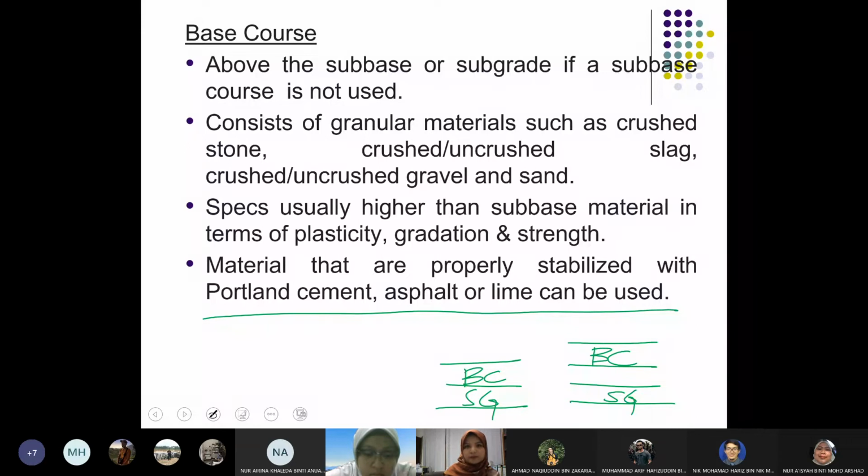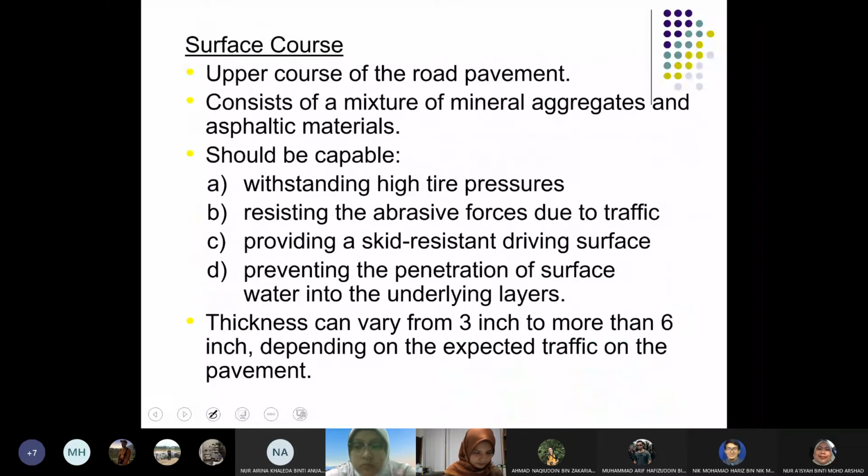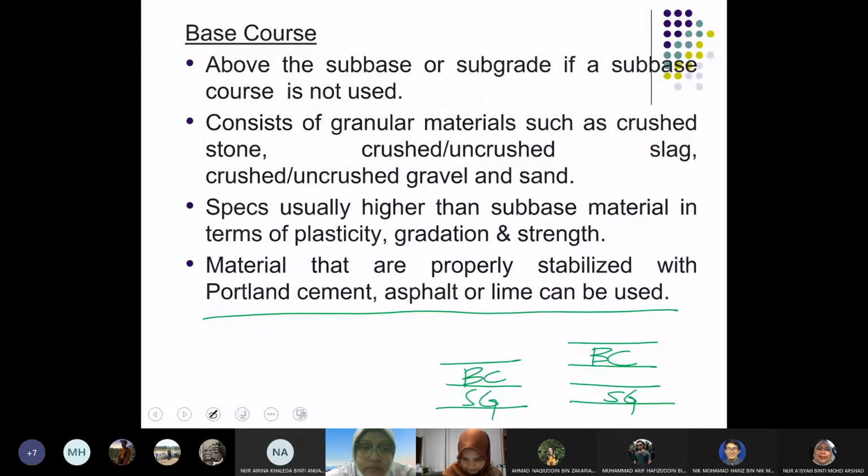Macam mana pun dia ada dia punya strength, minimum strength, right, for you to reach before you can actually do the construction. Okay, what about surface cost? Ini yang paling atas, permukaan paling atas. Atas kali ni lah. Ini yang tadi yang ada 2 layer tu. Atas tu ada wearing, bawah tu ada binder. Wearing layer, binder. Wearing cost, binder cost.